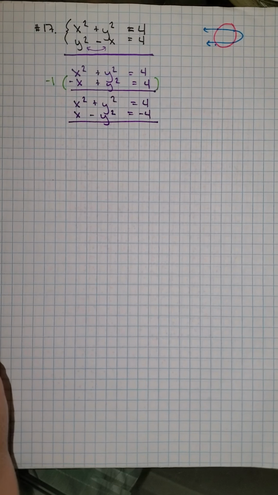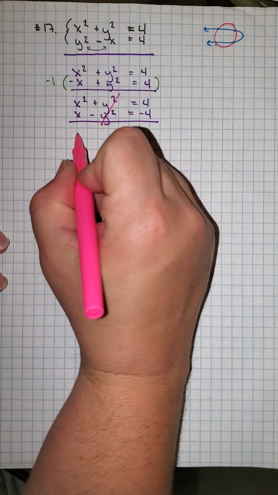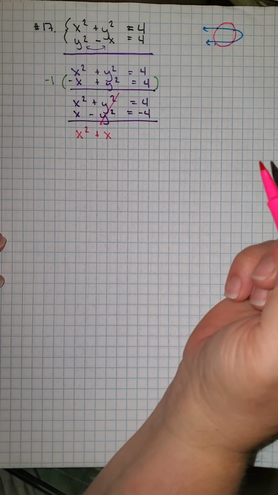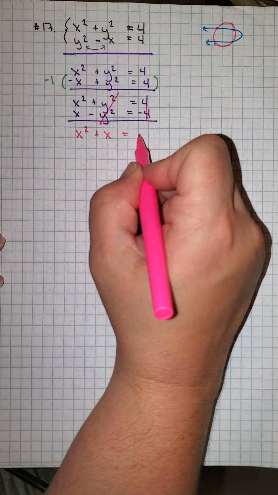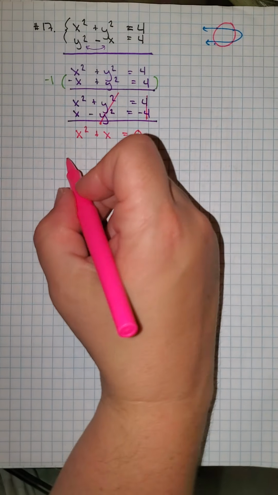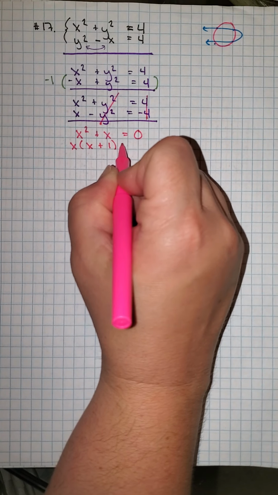So now I'm going to add those two together. The y squareds would cancel. Don't add these two. Well, I mean, you do, but you don't. You just write them side by side. You can't combine them. So x squared plus x equals, and actually these would cross out and become 0. So the nice thing is this is actually ready to factor. Just take an x out. Then you have x plus 1 equals 0.